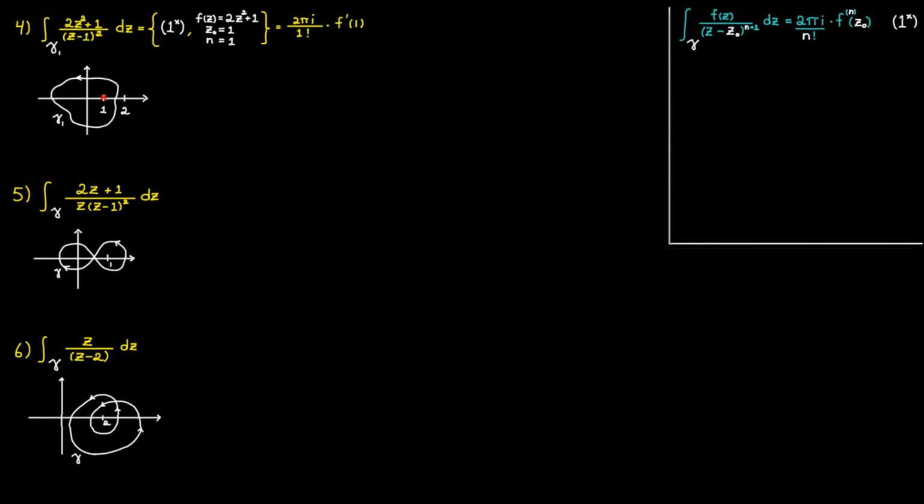And to continue from here, we have to determine the function f's first derivative. And since we know what the function f looks like, we can quite easily determine that the derivative of this function is going to be equal to 4 times c. So by inserting this into the expression, we get the following. So the integral is going to be equal to 8 pi times i.